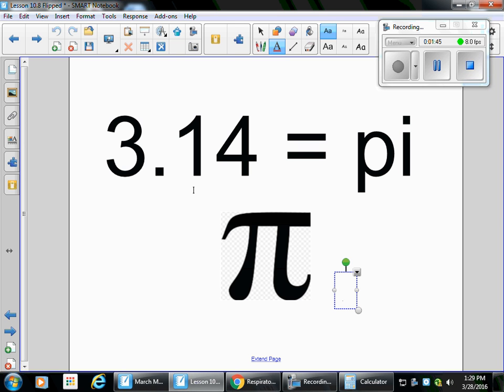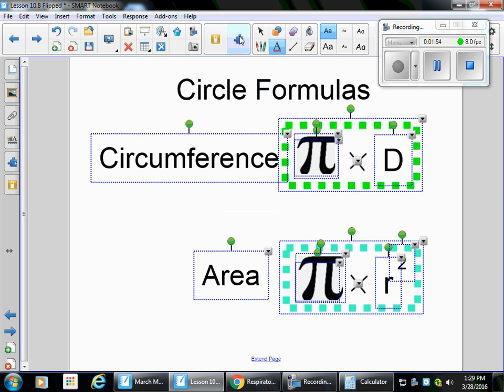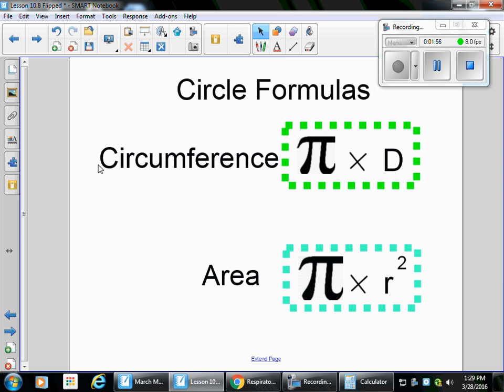This is where we're going with it. Pi is really important, where you'll be using this symbol a lot. Whenever you see this symbol, it means 3.14. So let's take a look at some equations here. If we're trying to find the circumference of a circle, we're going to be doing pi times d. Pi means 3.14. Circumference means the distance around the circle.